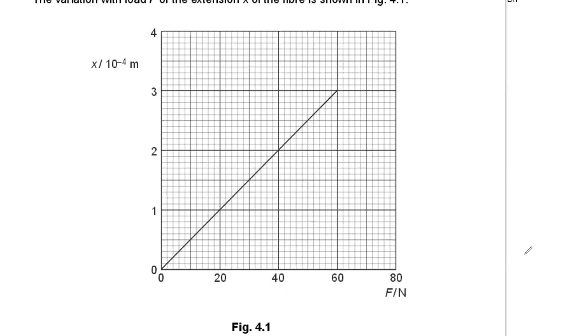Did anybody get the answer yet? Miss, we have to use the area under the graph, right? Yeah, area under the graph, exactly.